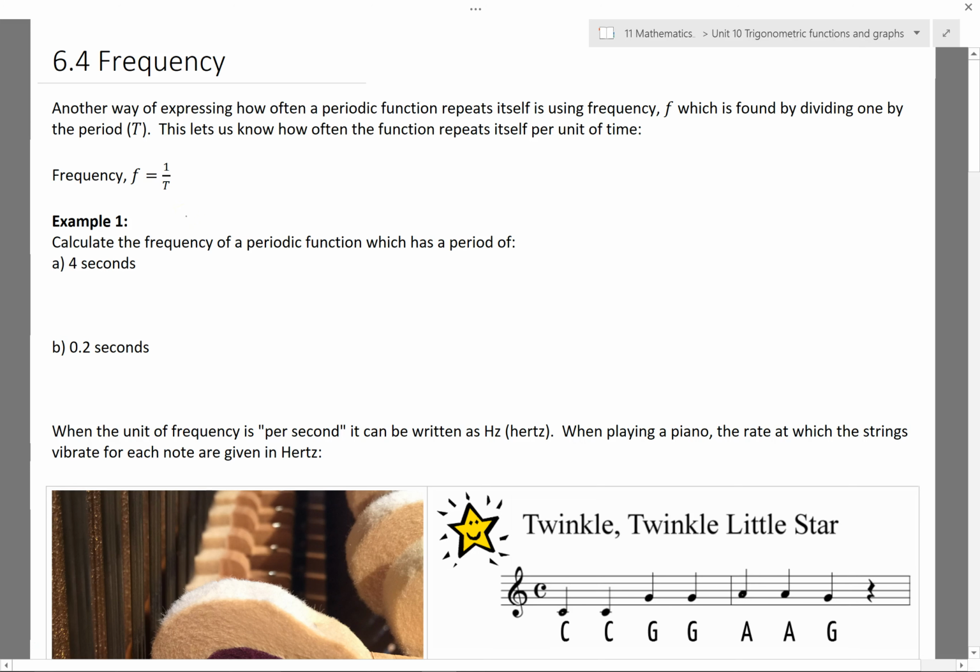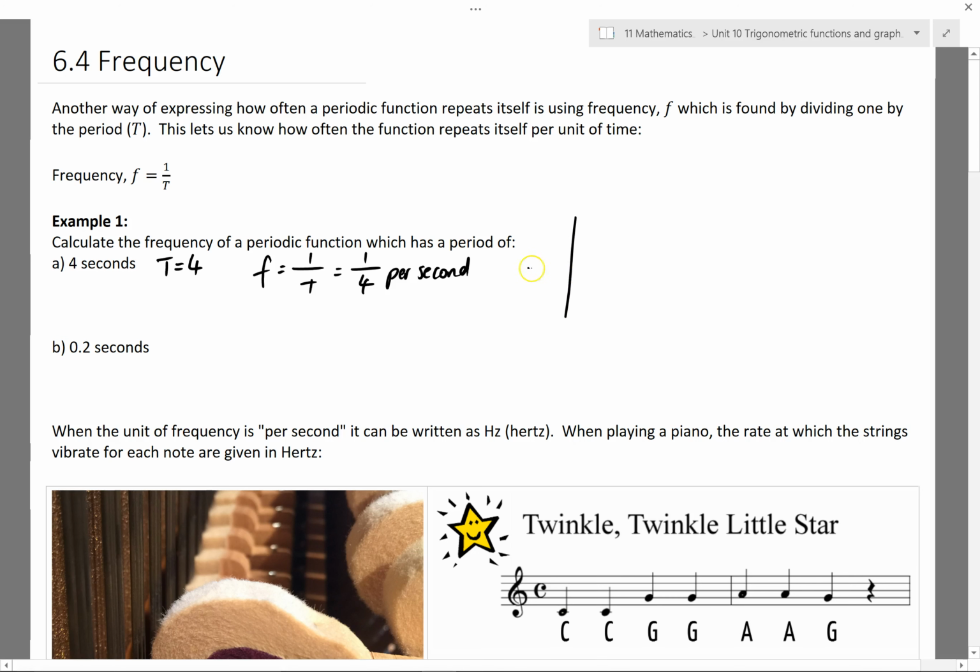Example 1, calculate the frequency of a periodic function which has a period of 4 seconds. That's telling me my period is 4. So my frequency would be 1 on T, which is 1 on 4. What are these units? Well, I divided by seconds, so this is really per second. So there's 1/4 of a cycle per second.